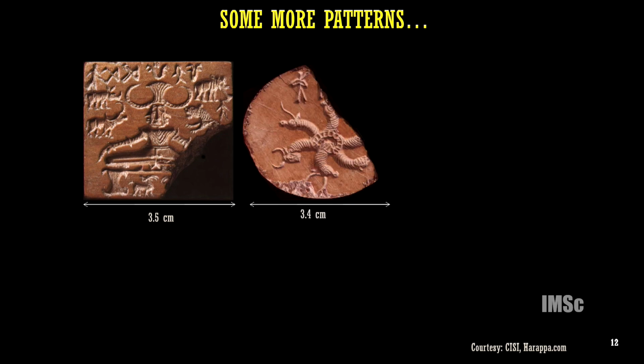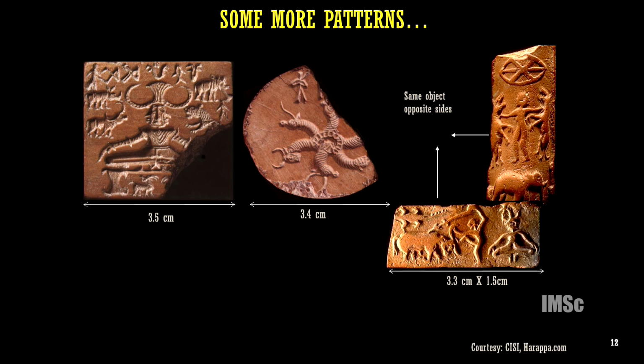Then this is an example of an abstract pattern with heads of different animals conjoined together. And there is a script which is actually missing because this was a broken object. Then this is another seal where this pattern was depicted on different sides. So there is a scene, a person fighting with the bull, another seated person over here. We can see a person fighting with 2 animals.